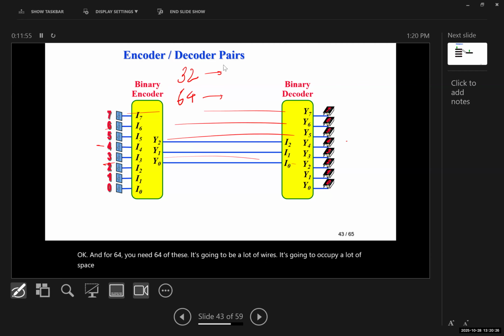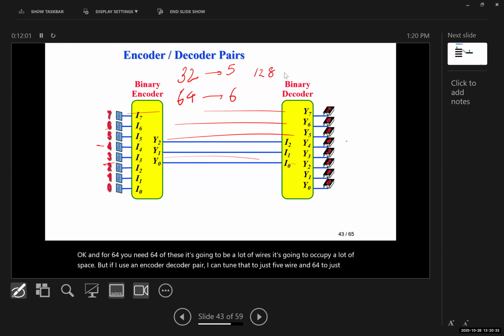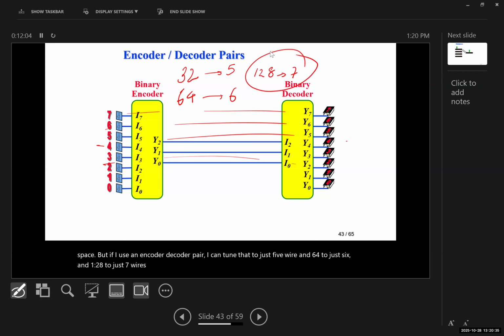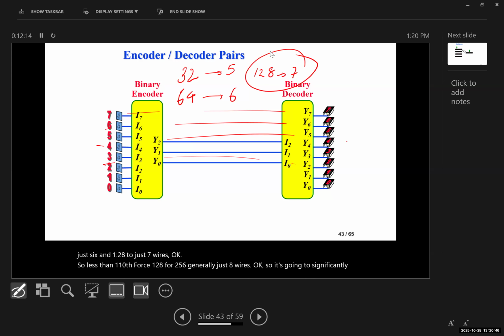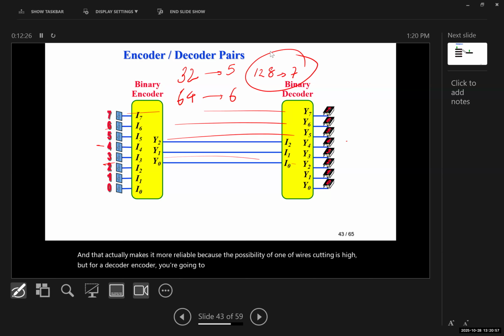But if I use an encoder-decoder pair, I can cut that down to just 5 wires, and 64 to just 6, and 128 to just 7 wires, okay? So less than 1/10 for 128. For 256, generally just 8 wires, okay? So it's going to significantly reduce the number of wires that we have. And that actually makes it more reliable, because the possibility of one of the wires being cut is high, but for a decoder-encoder, you're going to have a lower possibility.